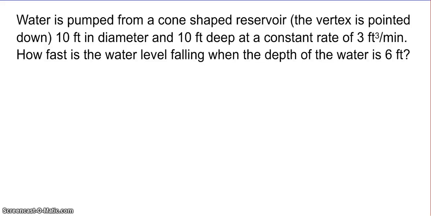Next one. Water is pumped from a cone-shaped reservoir, the vertex pointed down, 10 feet in diameter and 10 feet deep, at a constant rate of 3 feet cubed per minute. How fast is the water level falling when the depth of the water is 6 feet?